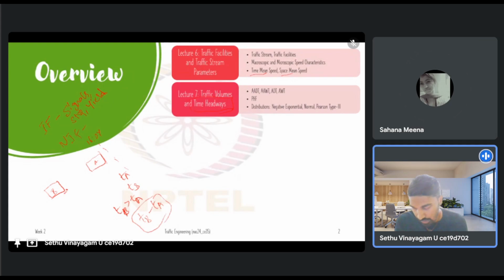Let us say the time is 4:04 at this point. When vehicle A is going to cross this line, let us say at 4:05, that is TA.